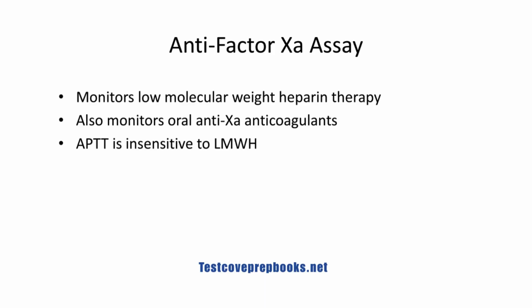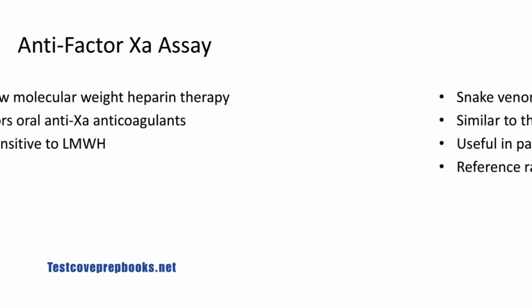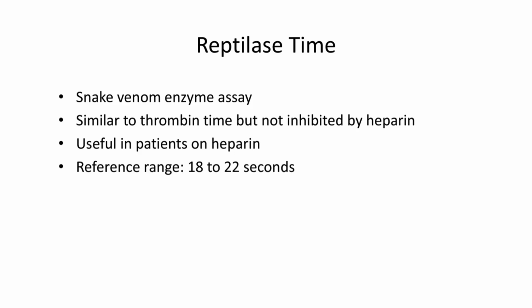The anti-factor XA assay is used to monitor low molecular weight heparin therapy and other oral anticoagulants that target factor XA. The APTT test is insensitive to low molecular weight heparin, so the anti-XA assay provides more accurate monitoring. Reptilase is a snake venom enzyme. This test is similar to the thrombin time, but unlike thrombin time, it is not inhibited by heparin. That makes it especially useful for patients who are receiving heparin therapy. The reference range is 18 to 22 seconds.